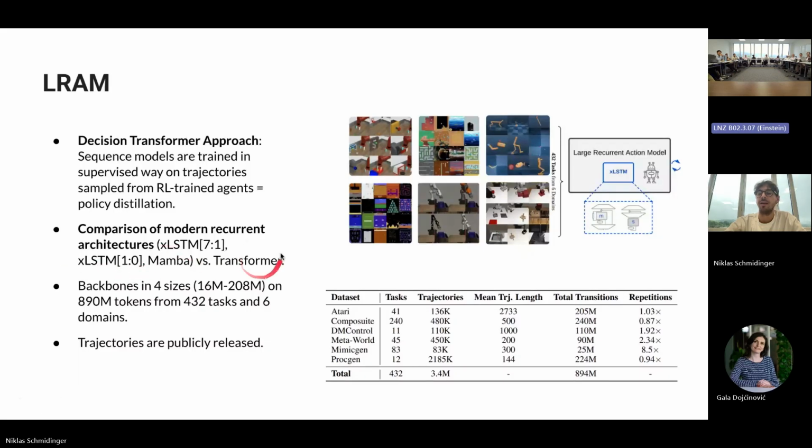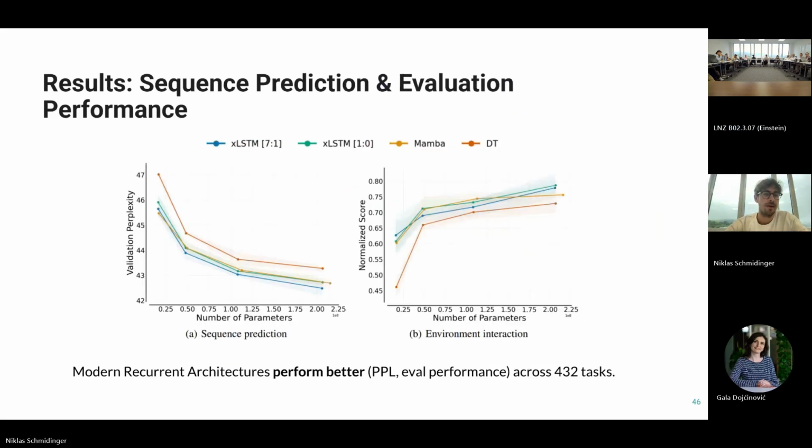They compared against Mamba and against transformers, so there were multiple backbones. You have 4 different sizes, so that they could show a bit of scaling behavior from 16 million up to 200 million parameters. They trained on 890 million tokens, and these all came from these domains here. All the trajectories were also then publicly released, so if you're into training these agents, you can also use them.